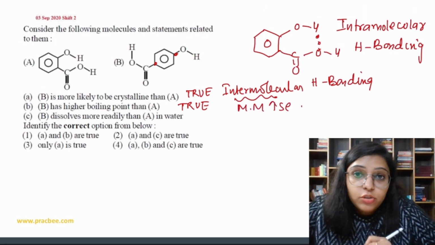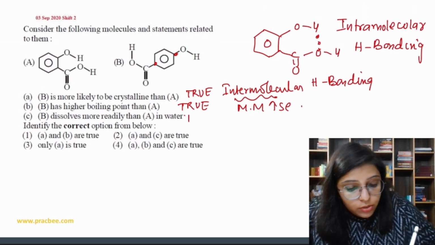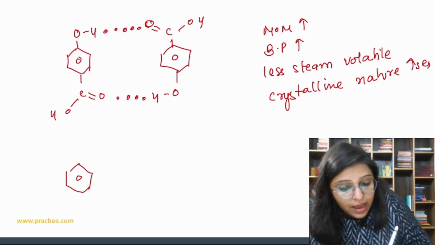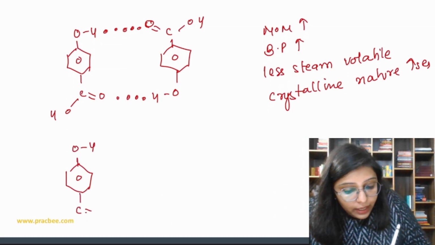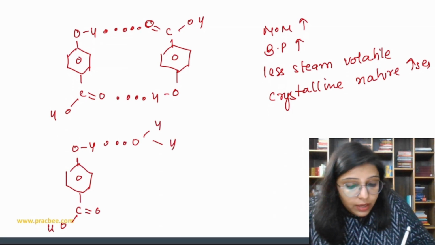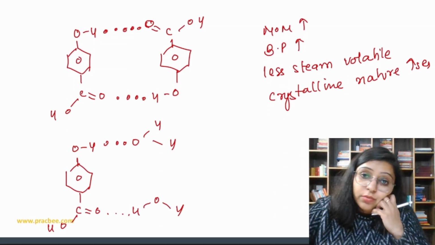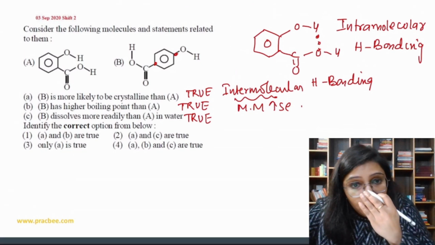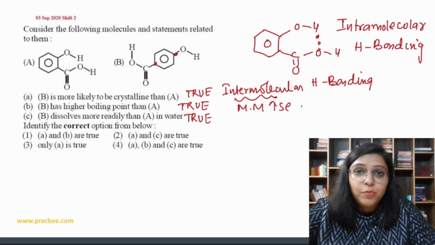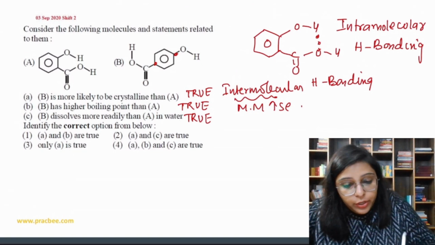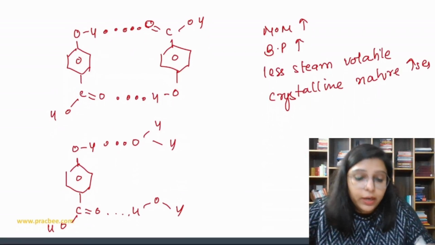Now, B dissolves more easily than A in water. Yes, true. Why? Because if we have the para form, then it can form hydrogen bonding with water molecules, right? It can form hydrogen bonding with water molecules. Understood or not? So that's why B is going to be more soluble than A in water. So the option is going to be A, B, C, both, all are true statements.